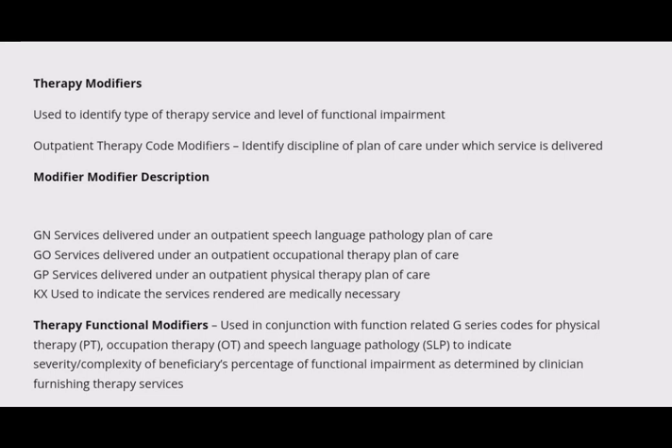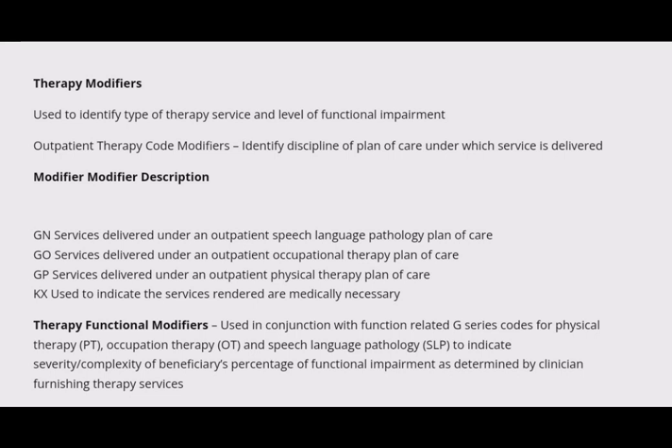Outpatient therapy code modifiers identify discipline of plan of care under which service is delivered. Modifier description: GN, services delivered under an outpatient speech-language pathology plan of care. GO, services delivered under an outpatient occupational therapy plan of care. GP, services delivered under an outpatient physical therapy plan of care. KX, used to indicate the services rendered are medically necessary therapy.